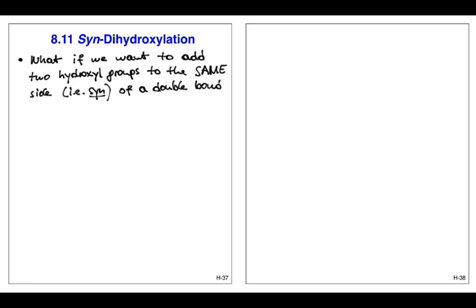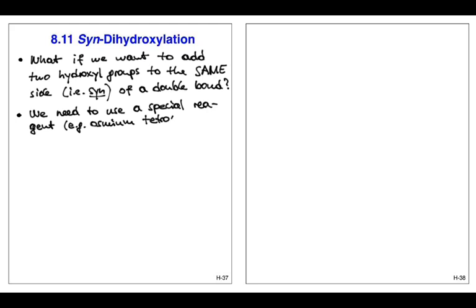I'll give you a second to write this. So we added syn to the double bond. We use a special reagent, and the reagent I'd like you to learn for this reaction is osmium tetroxide. Osmium tetroxide. And this adds both hydroxyl groups at the same time from the same side.